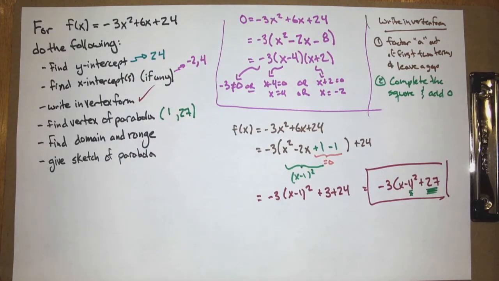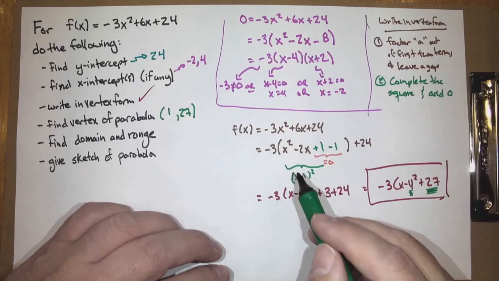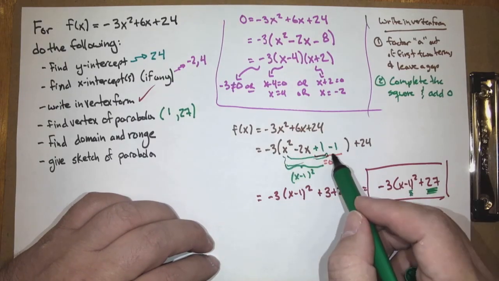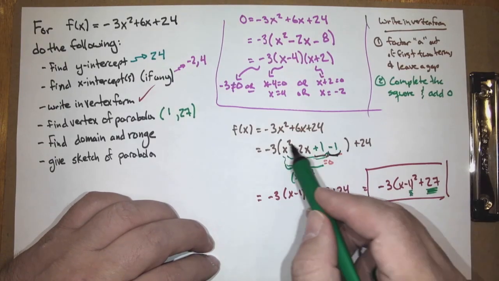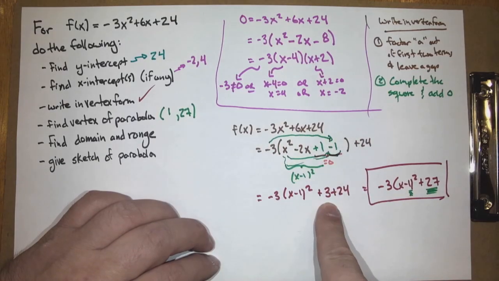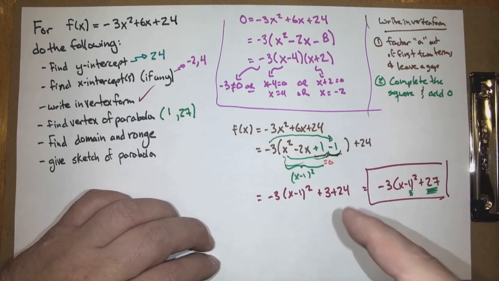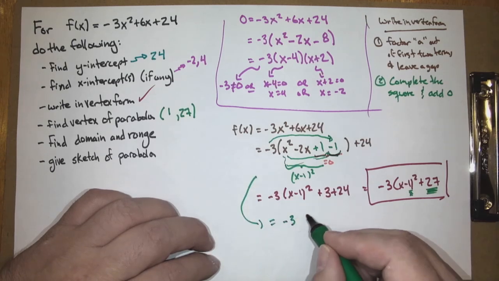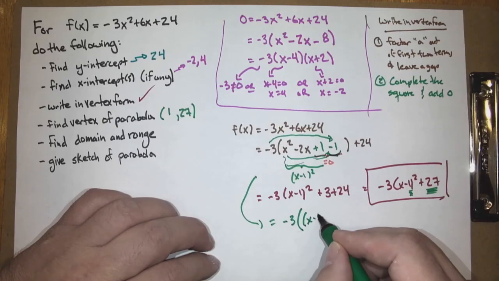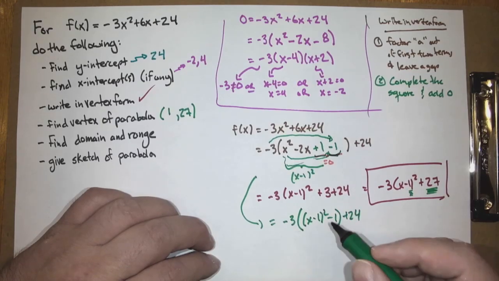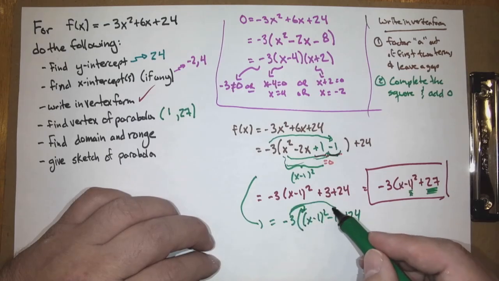Where'd you get the 3 from? So this first part right here became your x minus 1 squared. You still had this minus 1. So minus 3 times minus 1 is where you get the plus 3. And then when you made the x minus 1 squared, you still used the 1. Yeah, so we could have written another step. So this is minus 3 times x minus 1 squared minus 1 plus 24. And then you're just distributing the minus 3 through.